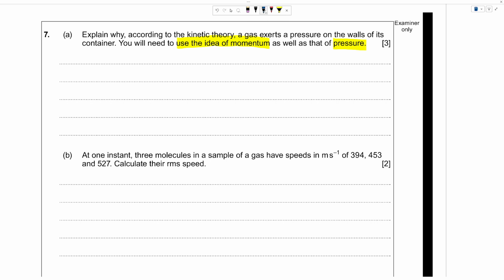Kinetic theory, remember, is just the idea that we can explain the pressure exerted by gases in terms of the motion of the particles and the collisions of the particles. So 3 marks for this question. There's going to be 3 points to be made here.